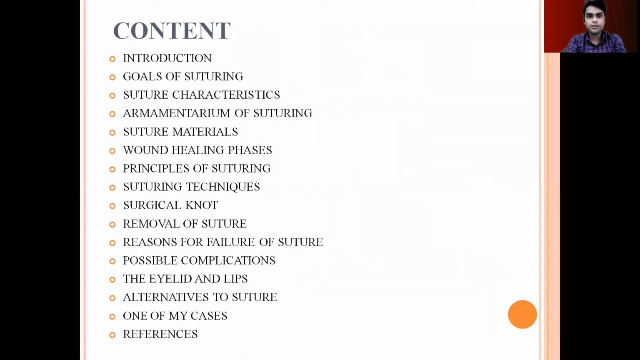First, the content. I will begin with the introduction, then the goals of suturing, suture characteristics, armamentarium of suturing, suture materials, wound healing phases, principles of suturing, suturing techniques, surgical knot, then the removal of suture, reasons for failure of suture, possible complications, some special regions like the eyelid and the lips, alternatives to suture, presenting one of my cases, and finally the references.